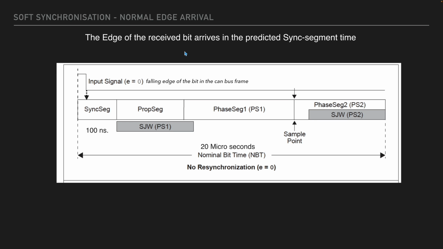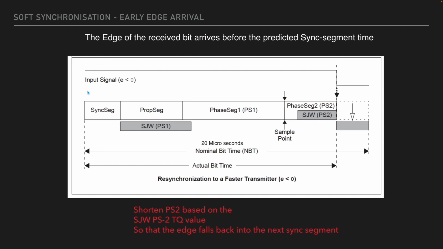Now the question is, what can you do about the quanta? Now let's have a look at an edge of our incoming bit, which is falling nicely within the sync segment. And remember, in the previous example, our sync segment was about 100 nanoseconds. So we're expecting this edge to fall within this time period within the nominal bit time, which is 20 microseconds end to end. Now in this case, we don't have to do anything. There is no resynchronization necessary of our clock on the receiving side because the edge is exactly arriving at the time we expected it to arrive. So this is a pretty easy one.